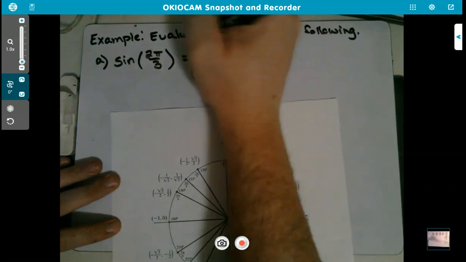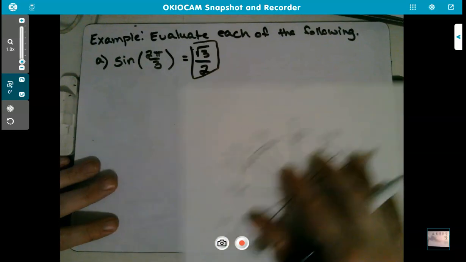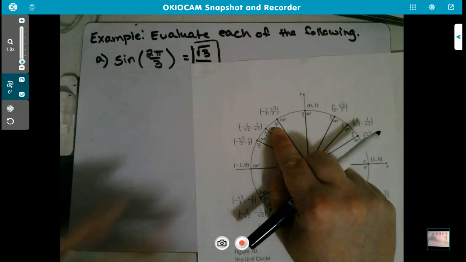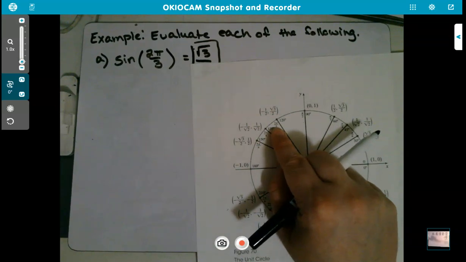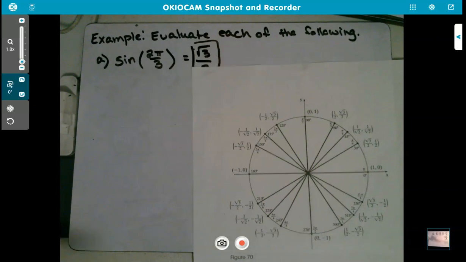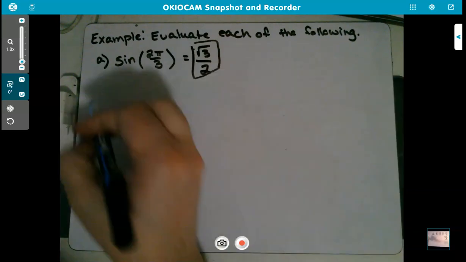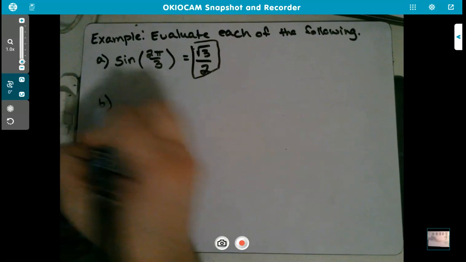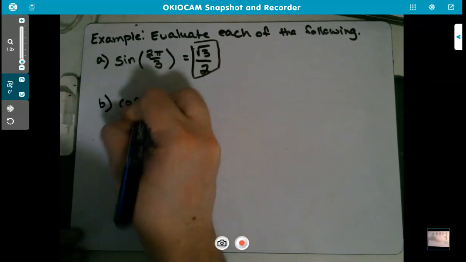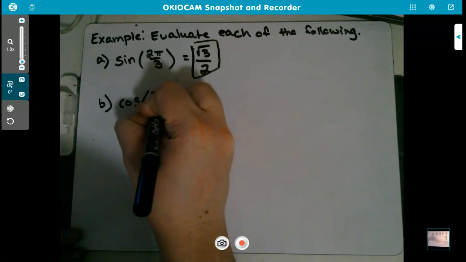That's it. So like I said, I'm going to find 2 pi over 3. 2 pi over 3 is right there. And sine is equal to the value of the y on my point. So I look at y. And I write it down. That's it. That's all that I've got to do. So on that same note, let's do cosine of 3 pi over 4.